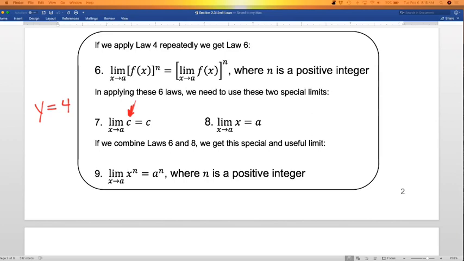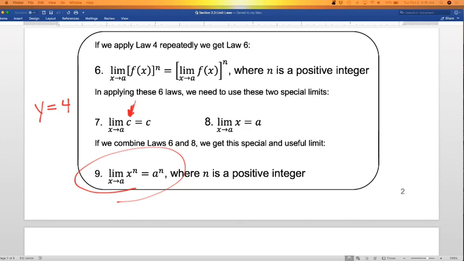And then if we combine those two laws, laws 6 and 8, we get the limit as x approaches a of x to the n is equal to a to the n, where n is a positive integer. Now we'll prove later, or at least we'll use and state later, that n doesn't have to be a positive integer. It doesn't have to be that limited. But for where we're at right now, n is a positive integer.